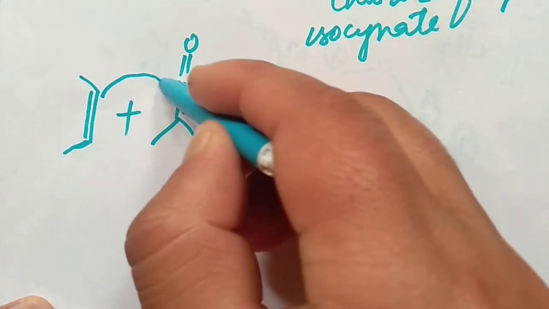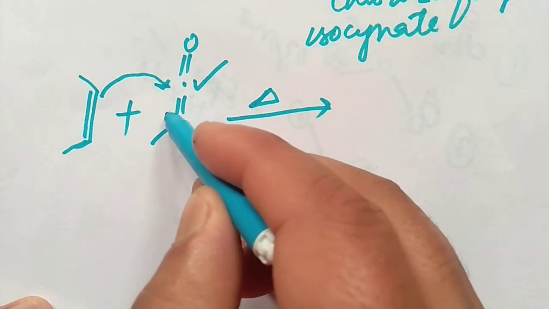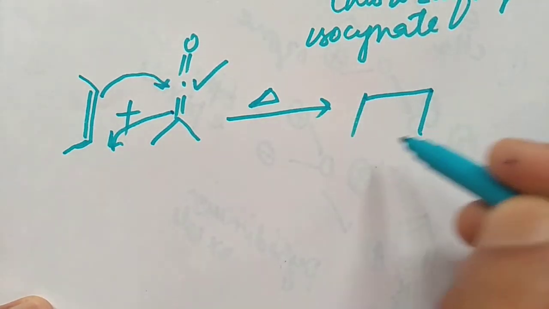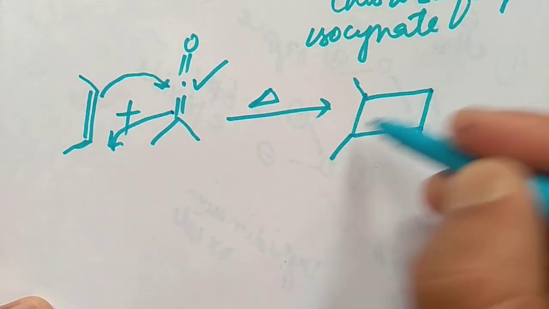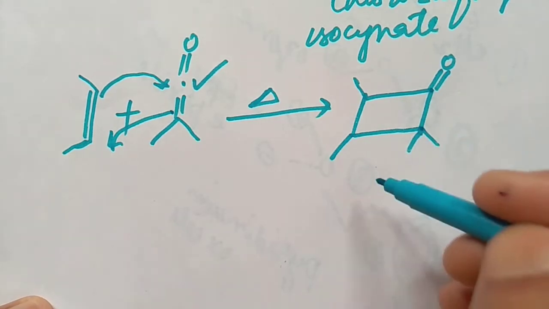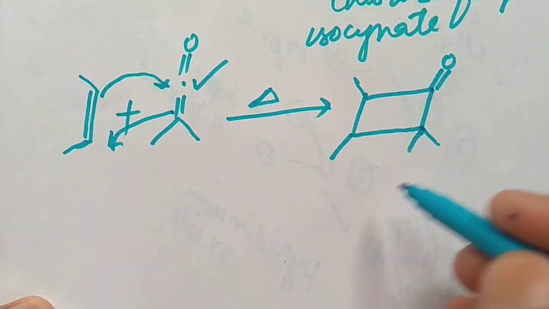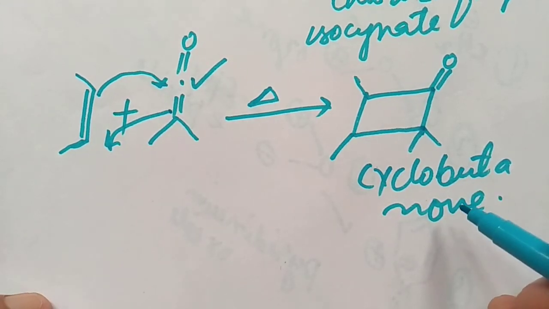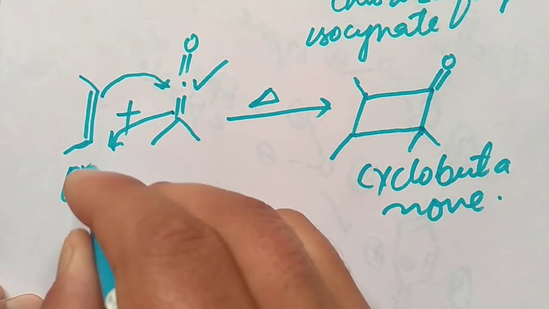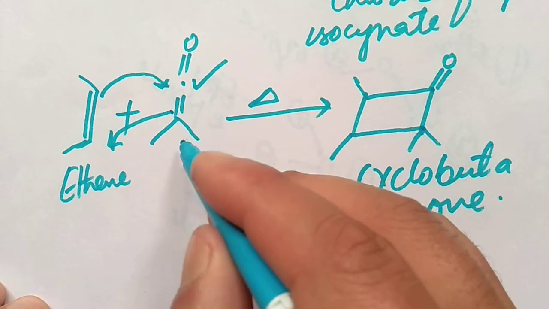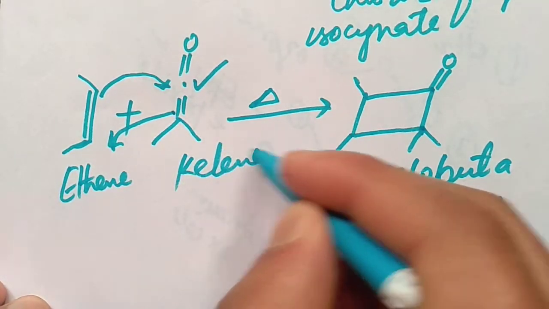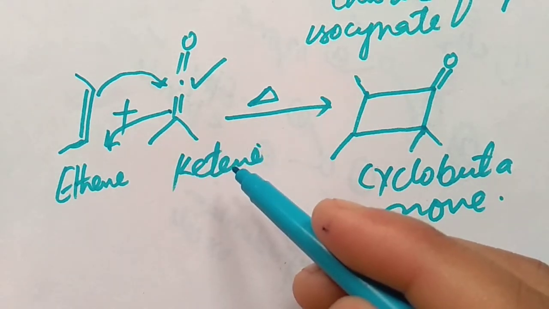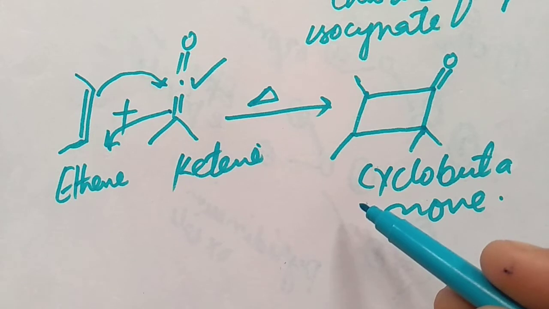Now these electrons shift to this side and these electrons shift to this side. So what happens? We get this product. This is cyclobutanone, right? This is ethene, and this is ketene. When ethene reacts with ketene thermally, we get cycloaddition, right?